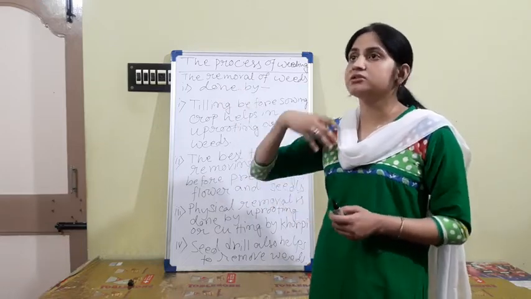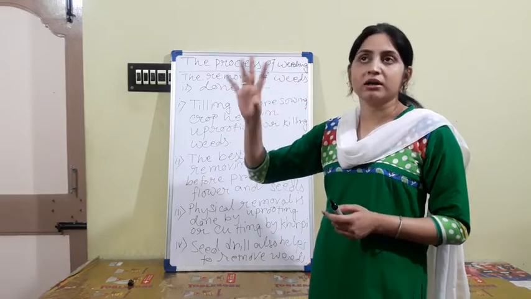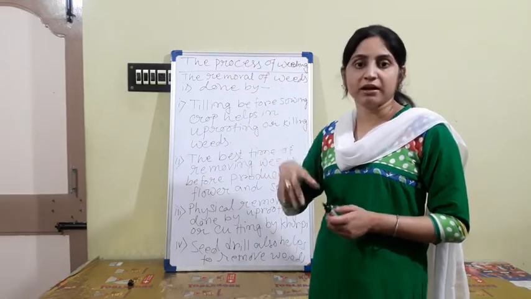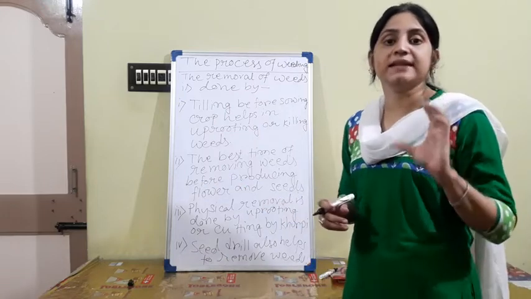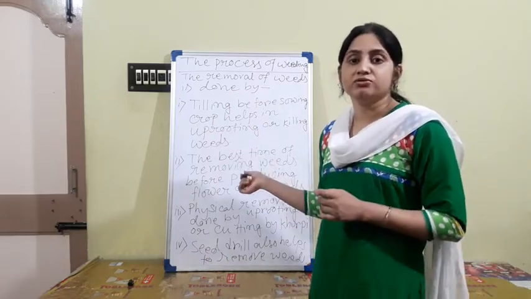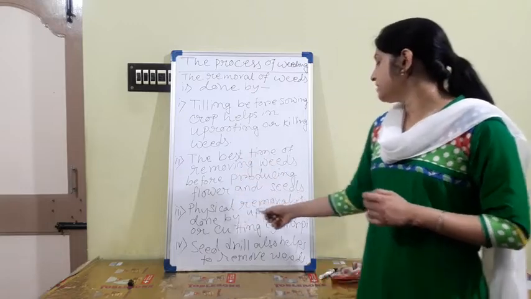Their seeds are also moved by the water or moved by the air. They can also produce so many weeds. So when it is small, that is a sapling, then it is very easy to remove. Okay, next one, physical removal.